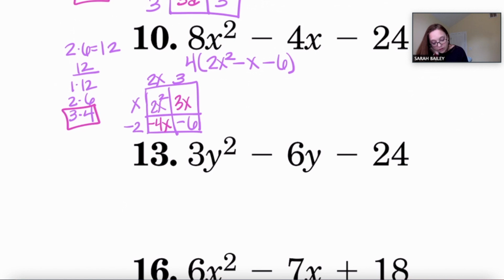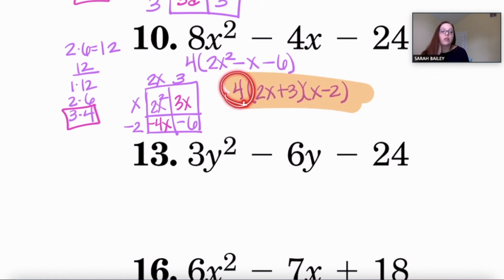Now, see that 4 right there? Don't forget it. You need to bring it down. So bring down the 4, and then times 2x plus 3 times x minus 2. If you don't have that 4 right there, then it's wrong, okay?